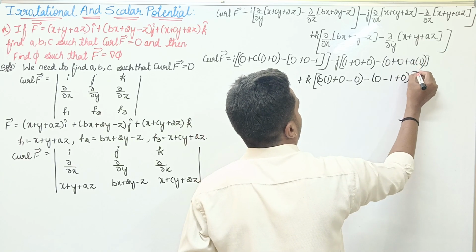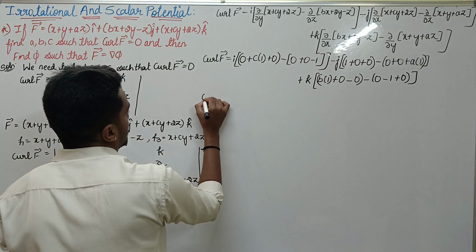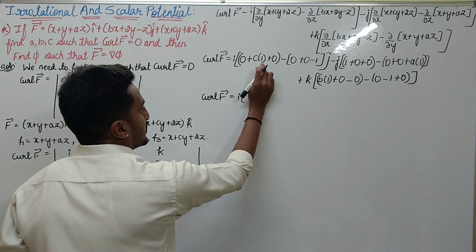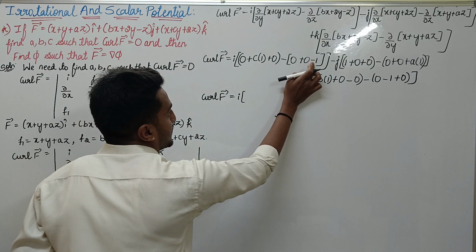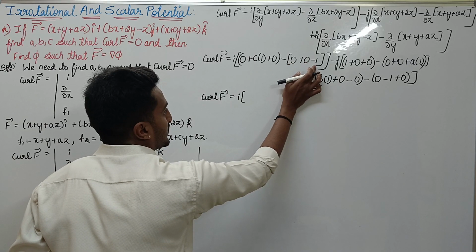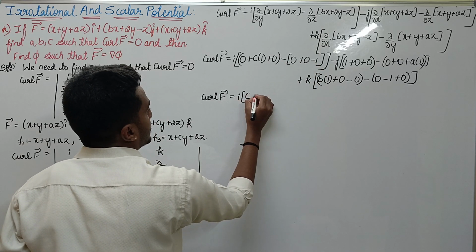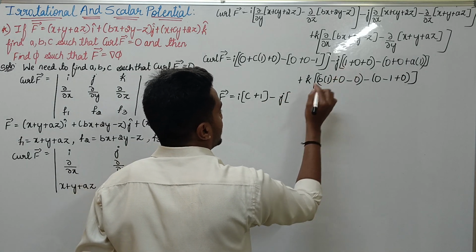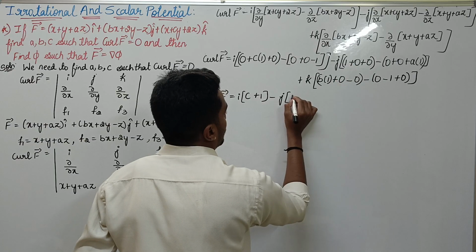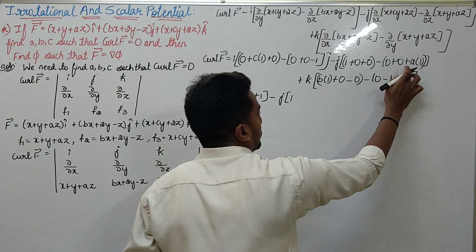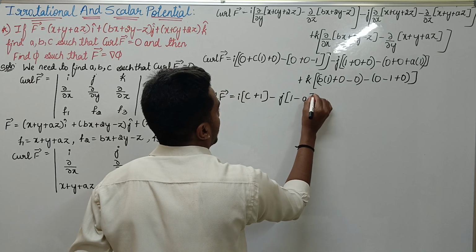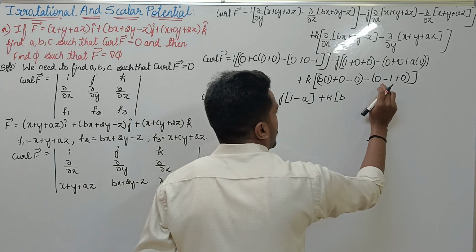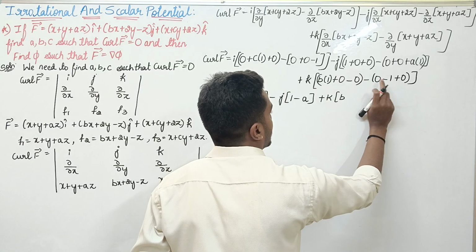Now let us represent carefully. Curl vector f is equal to i into (c into 1, c, plus 0 plus 0) minus (0 plus 0 minus 1), minus into minus is plus 1, so it is c plus 1. Now minus j into (1 plus 0 plus 0) minus (0 plus 0 plus a into 1), that is 1 minus a. Now plus k into b into 1, b, minus 0 minus 1, that is b minus 1.